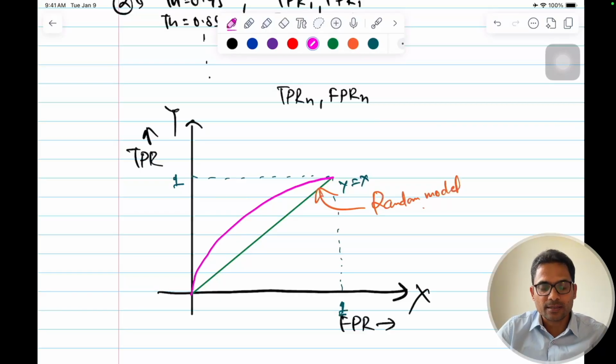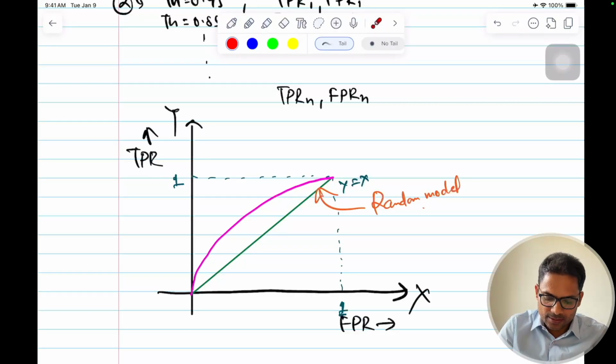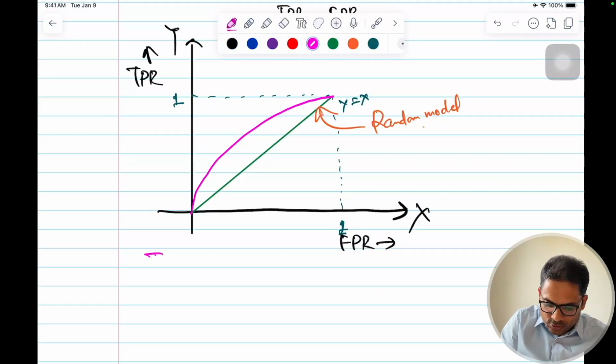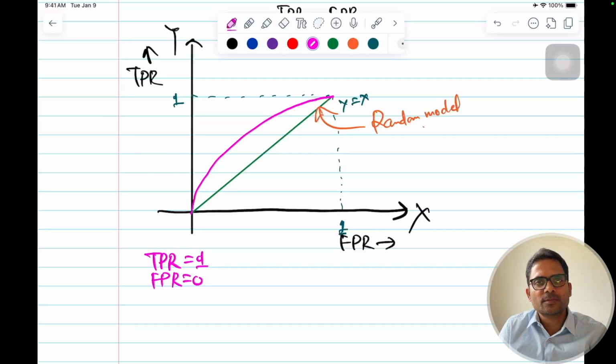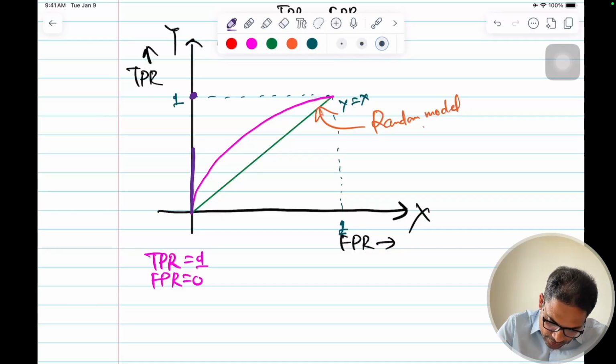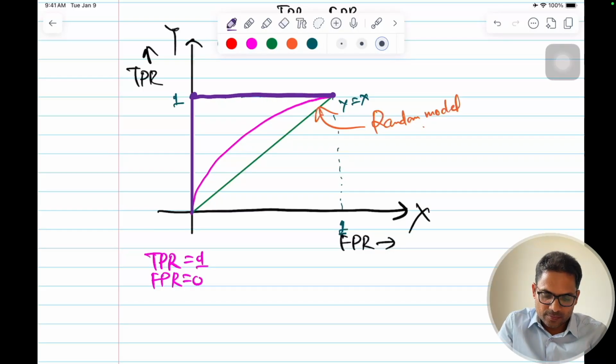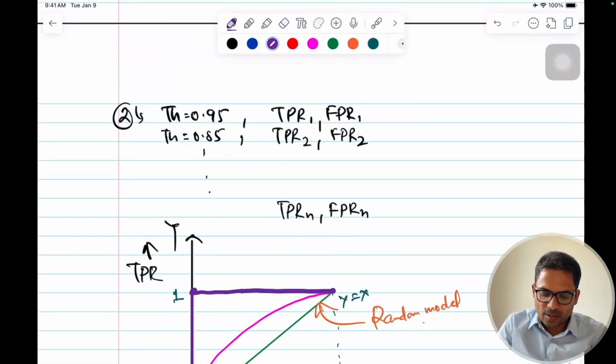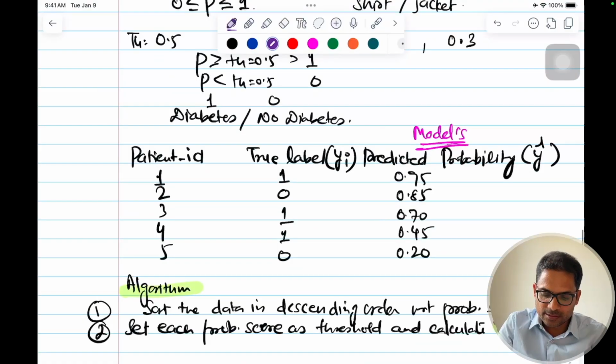So what will be the best model? First let's understand that. What should be the ideal true positive rate? My true positive rate ideally should be 1 and my false positive rate should be 0, right? That's how it should be. So ideally my curve should be here. My graph should be like this, where my model has predicted perfectly. This is a perfect model.